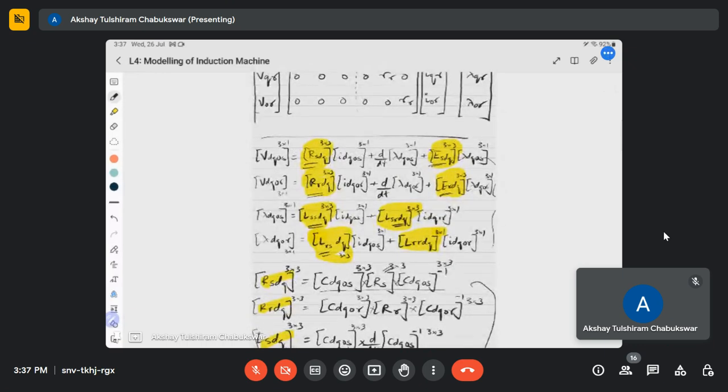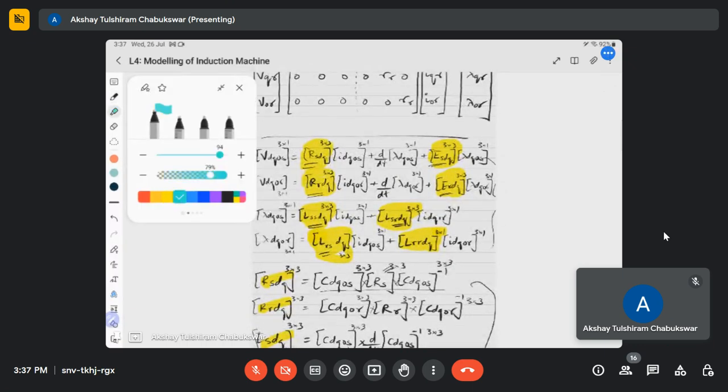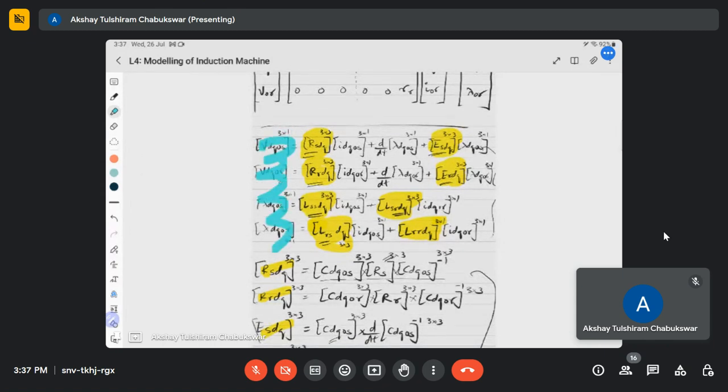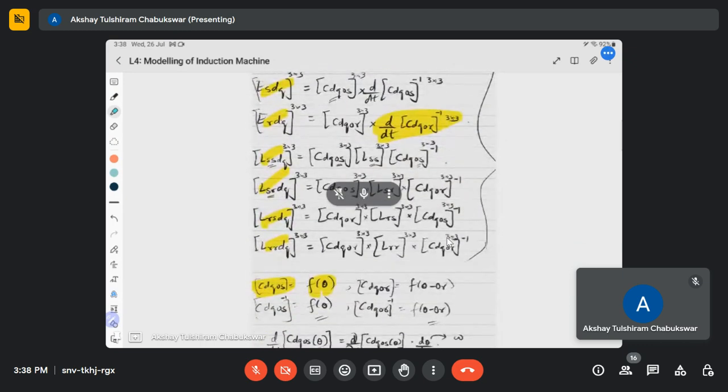These 4 equations. So I will show you a Python code for doing this transformation.